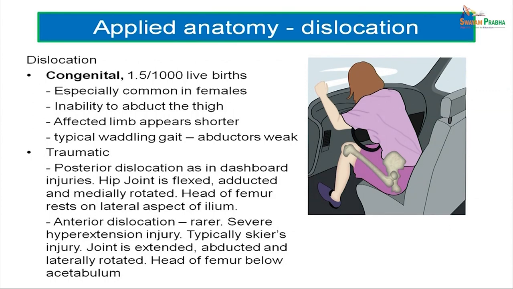The first clinical entity we will see is the dislocation of the hip joint, in which the head of the femur dislocates out of the acetabulum. Now, congenital dislocation of the hip joint occurs in 1.5 out of every 1,000 live births, and it is especially common in females, and it results in inability to abduct the thigh. The affected limb appears shorter, and the individuals have a typical waddling gait because of weak abductors.